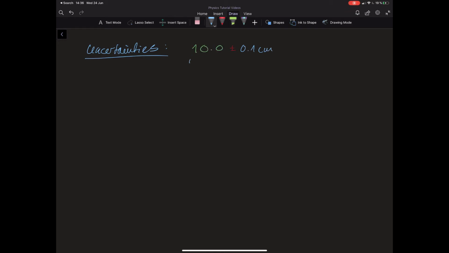So let's give an example. 10.0 plus minus 0.1 centimeters. Now here 10.0 is the measured value, and this symbol here just means that 0.1 is either added to or subtracted from the preceding value. So, essentially, what the uncertainty is telling us is that the actual value lies between 10.1 and 9.9 centimeters, thus accounting for any errors in your experiment.